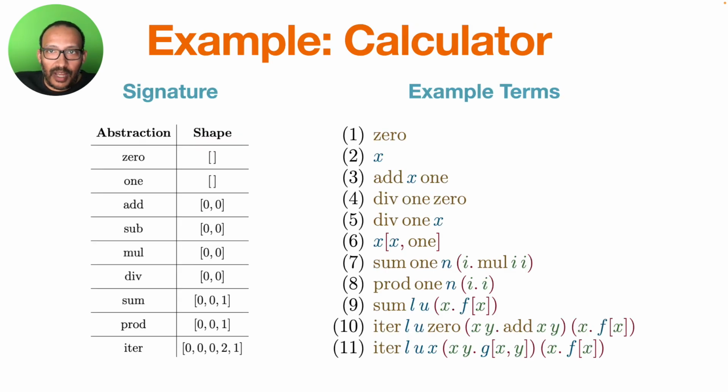So in our calculator example, this is a signature that we've talked about before. And here are now some example terms that we can form with respect to that signature. 0, for example, just a variable x, at x1, divide 1 by 0, divide 1 by the variable x. Here it's apply x to x and 1.